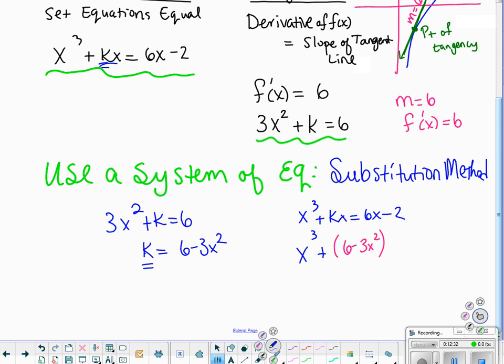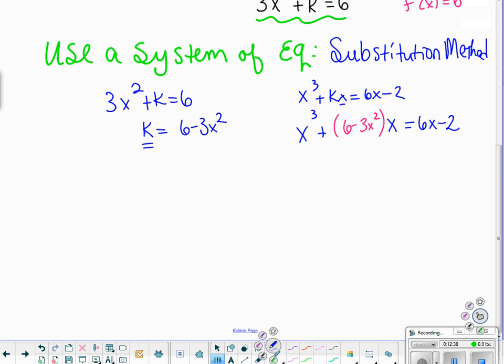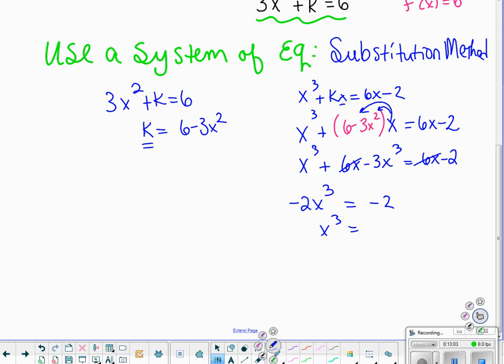That was my k. I lost my spot, guys. Times x equals 6x minus 2. Notice we're down to all x's. That should be something that allows us to solve for x then. So I get 6x minus 3x cubed equals 6x minus 2. And negative 2x cubed. Subtract 6x from each side, that zeroes them out. That equals negative 2. Divide by negative 2, x cubed is 1.